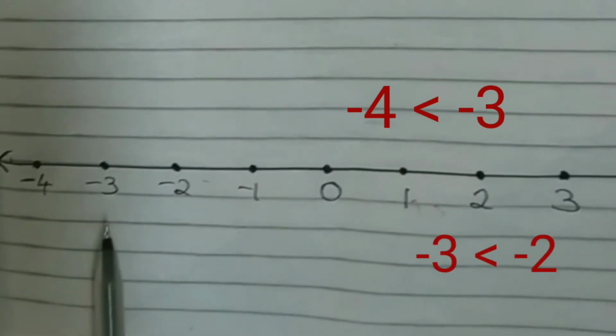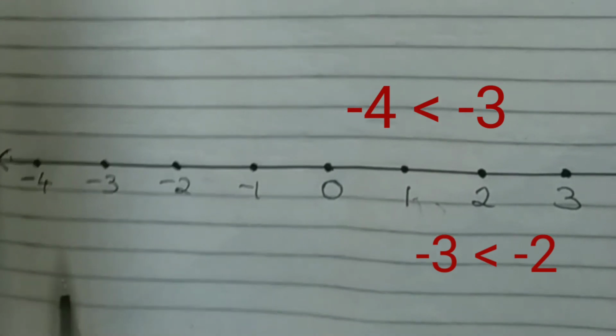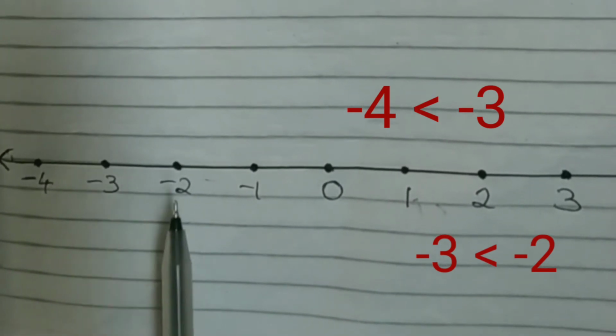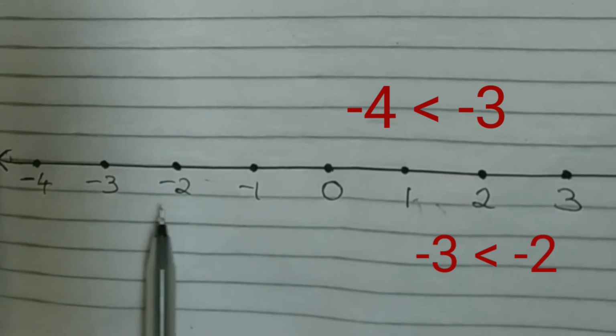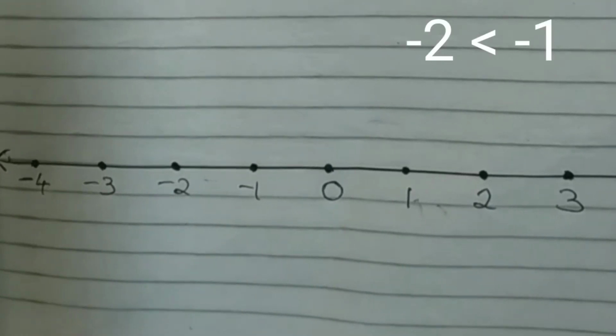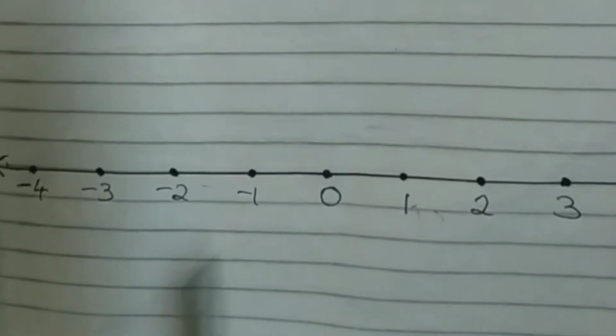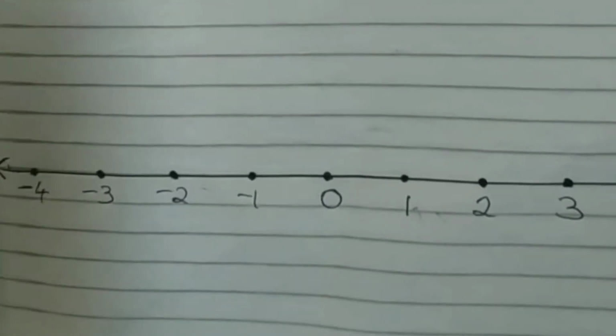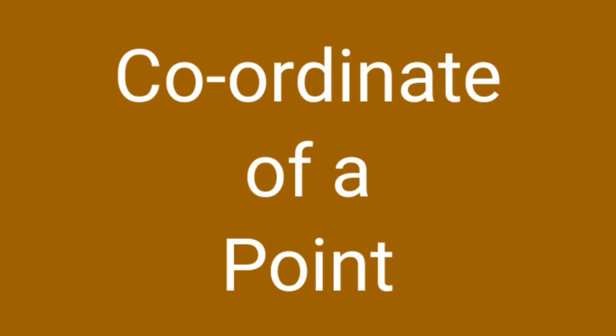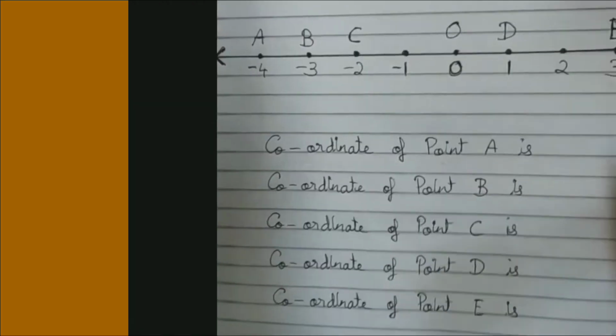And minus 3 is less than minus 2. You see the symbol on the screen, and minus 2 is less than minus 1. Minus 1 is the greatest negative number. Remember this.